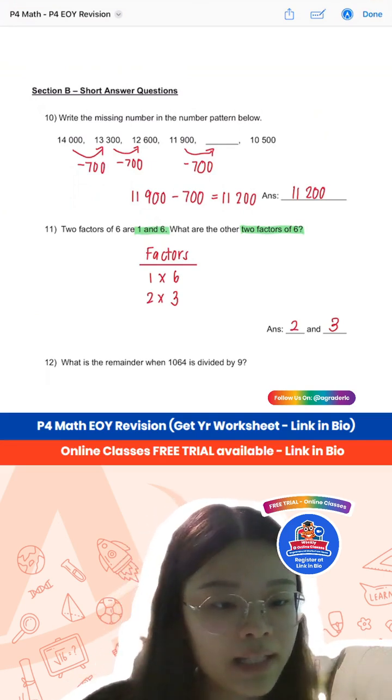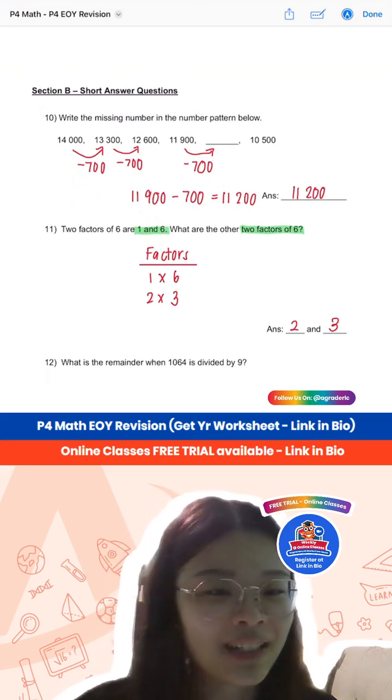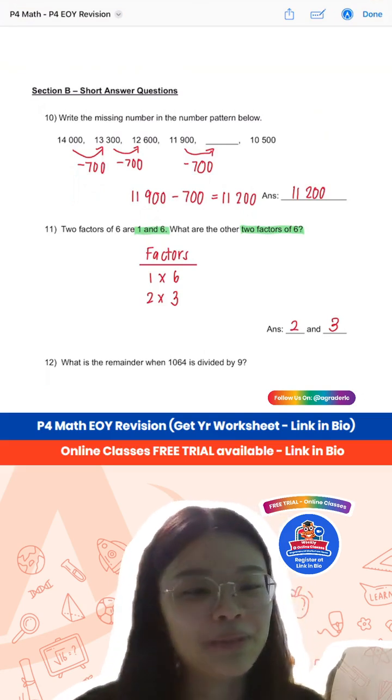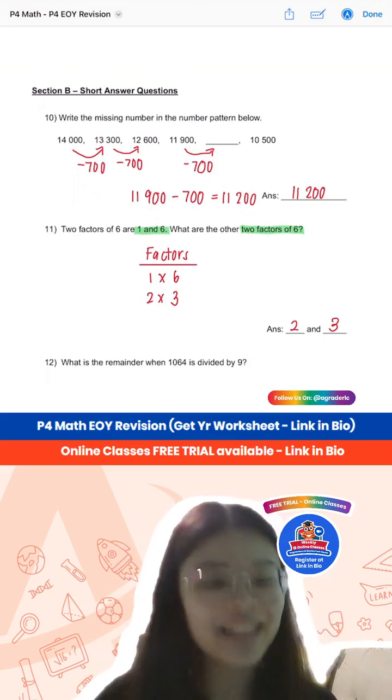Yes, P5 Eden, P4 Evie, yes. 1 times 6 and 2 times 3. Oh, White Lilies, you are in P5 already. Oh, that's why you know how to do the questions. Yes, so it is 2 and 3.